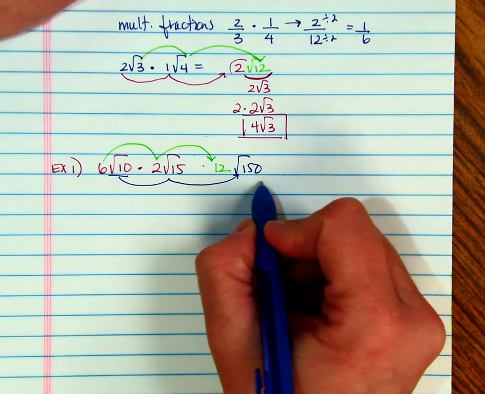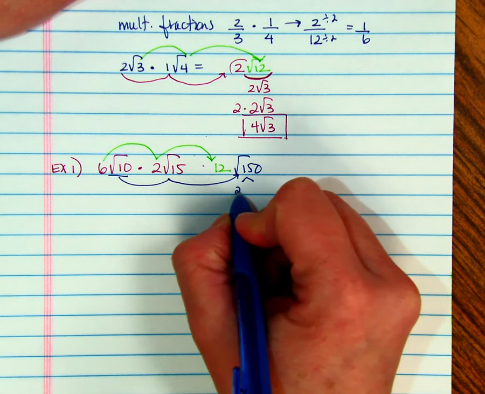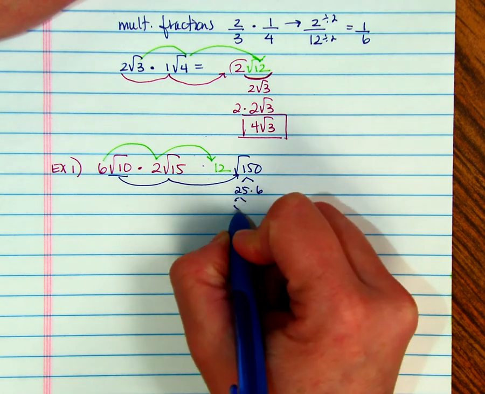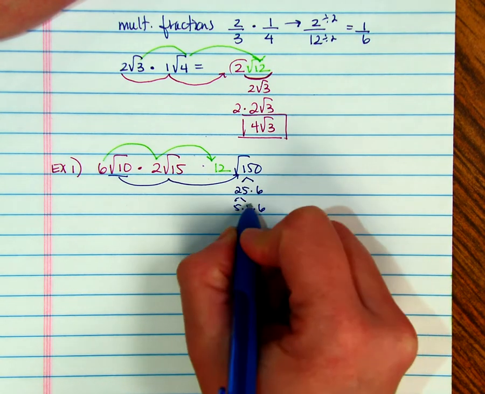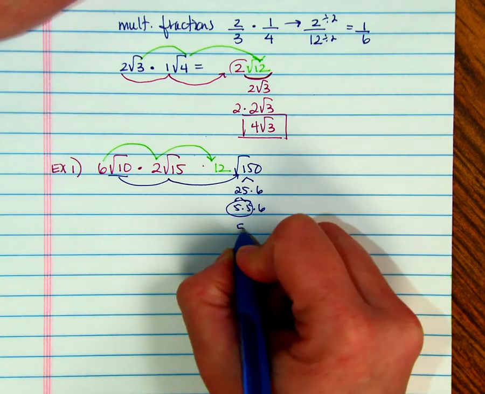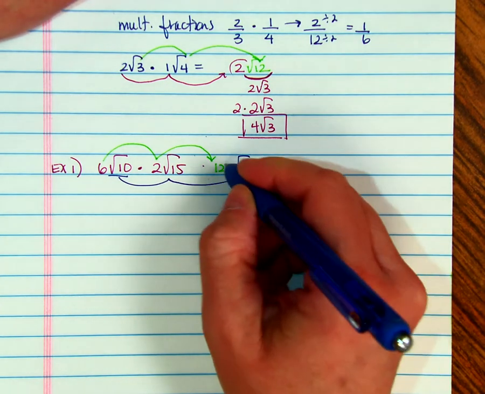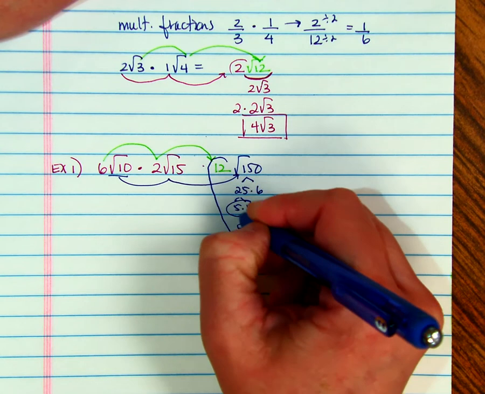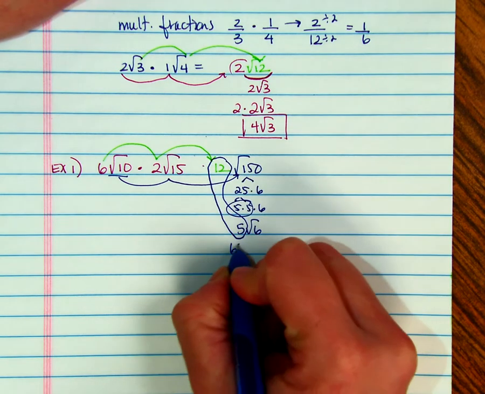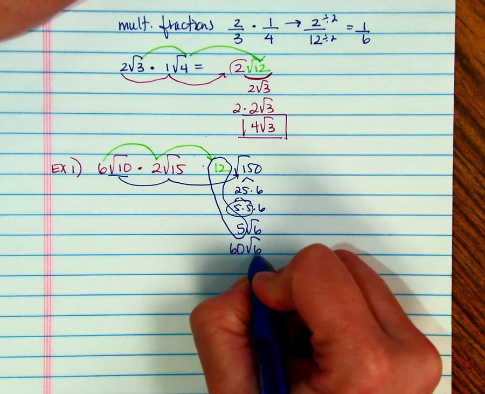Again, I have to make sure that this cannot be simplified, and it can. So I have 25 times 6, 5 times 5 times 6, circle my pairs. So I have 5 radical 6. Do not forget about the 12 that I already had there. So I get 60 radical 6.